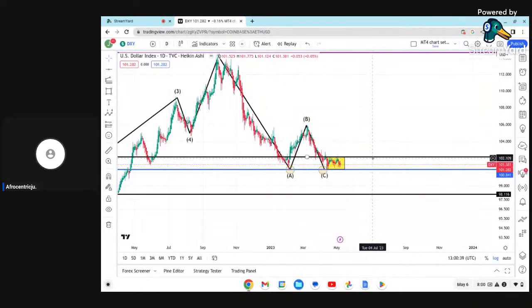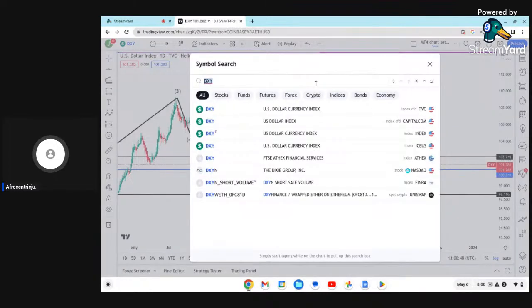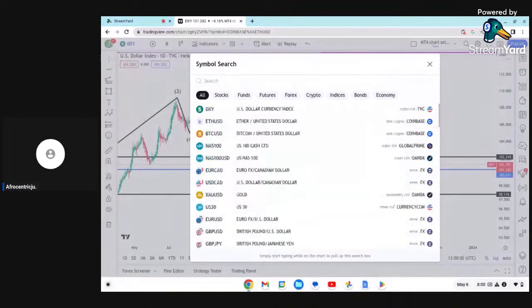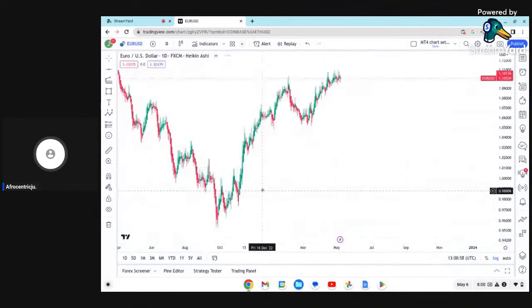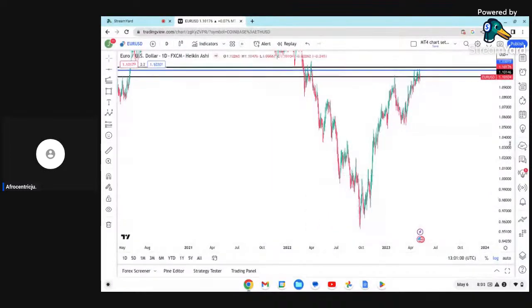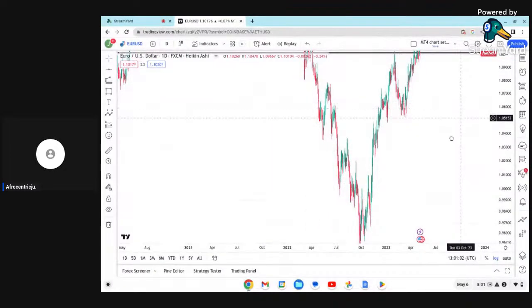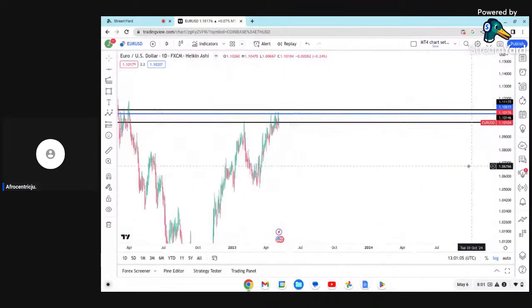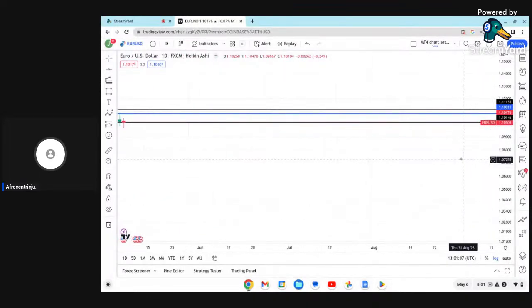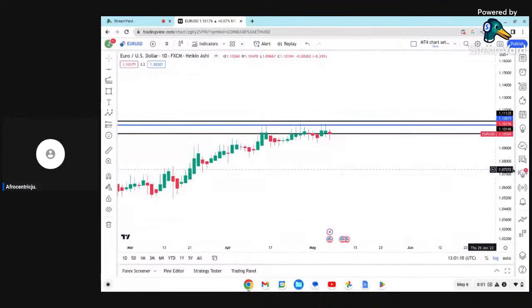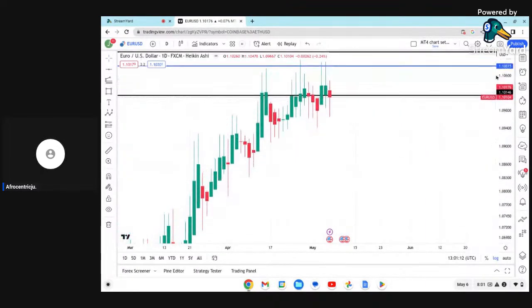Now, if the DXY is dropping, then that just means that everything else should be pulling up when the markets do open, right? Things like Euro USD, GBP USD, and all those things should be pulling up. So let's go to here. I want to see if I see a reversal candle somewhere. It's kind of indecisive. Okay, yeah.